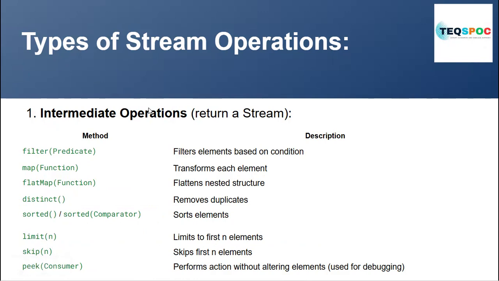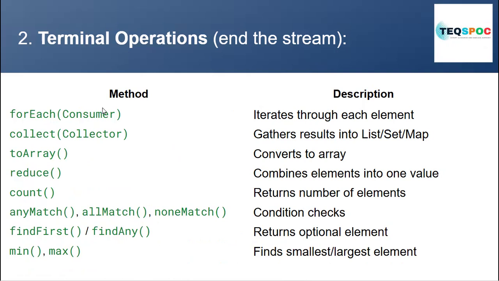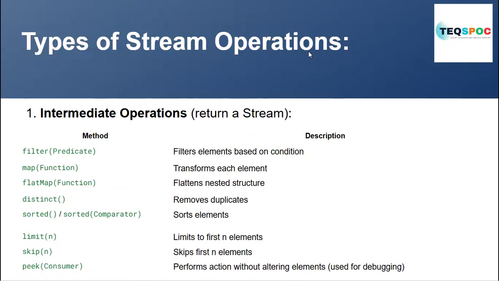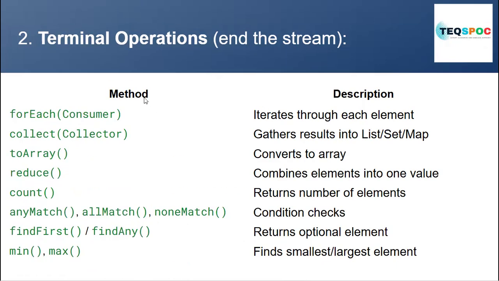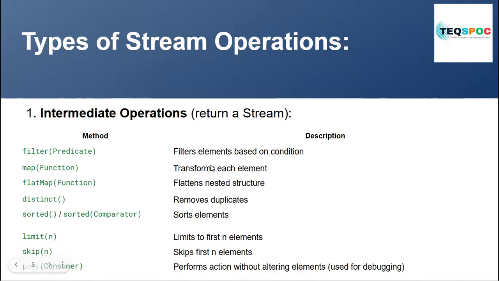Before jumping into the practical, let's understand the different methods present in intermediate and terminal operations. Stream API has two kinds: intermediate and terminal. In intermediate, we have filter for filtering records, and map for manipulation or transformation of each element. Flat map is used to flatten a nested structure. Distinct is used to find distinct records, meaning it removes duplicates.